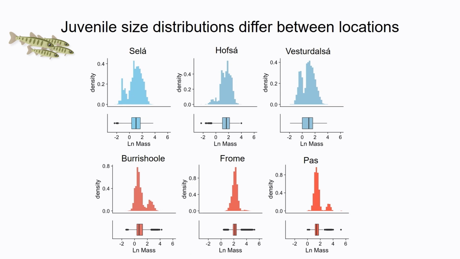So this is from electrofishing data. These are juvenile size distributions. And we can basically see that they're differing between the locations. So now this size-based data can be used in our size-based temperature-dependent model, and we can look at if temperature is driving these differences or if it might be down to something else.